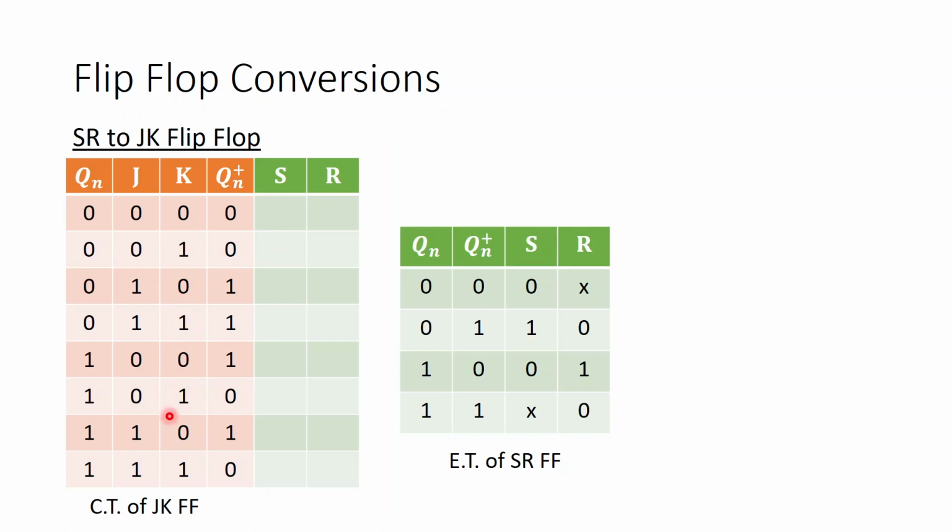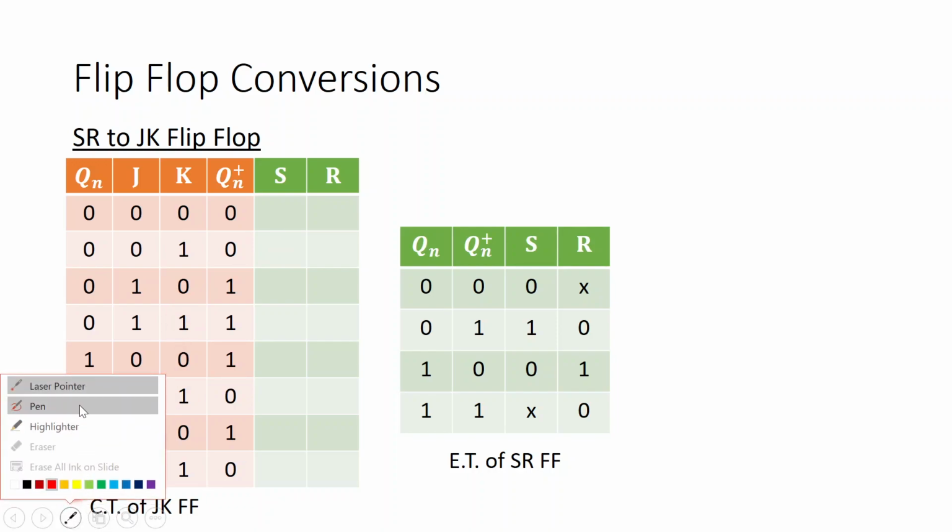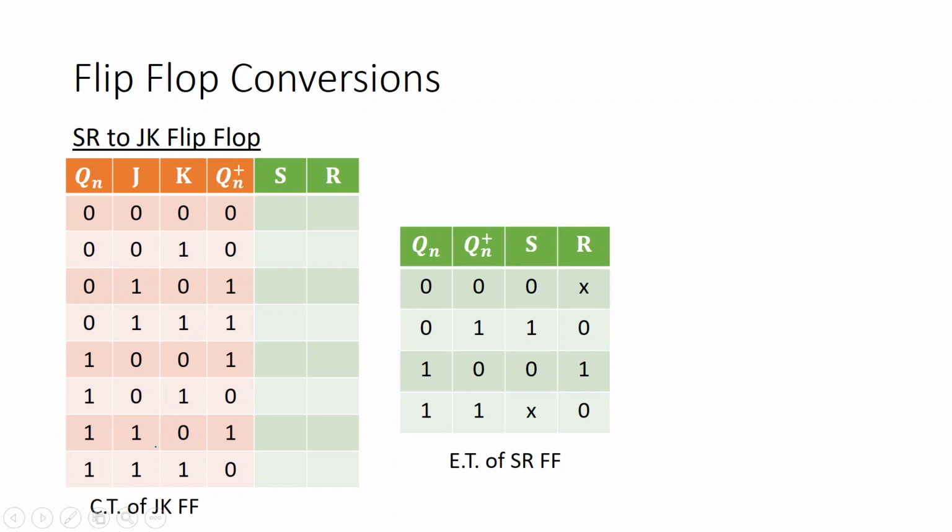What we have to do? We have to write down S and R when my Qn and Qn plus are like this, whatever is in these rows. So Qn plus is 0 0 for both these rows. When Qn plus is 0 0, S and R are 0 and don't care. So you will have 0 and don't care, 0 and don't care. When Qn plus is 0 1, S and R is 1 0, again 1 0. When it is 1 1, then it is x and 0.